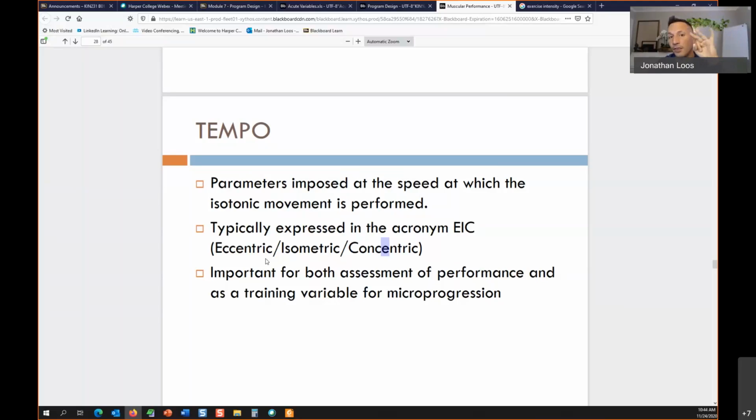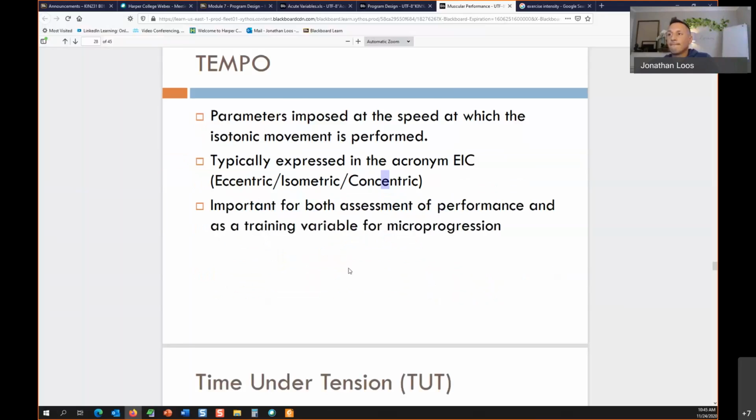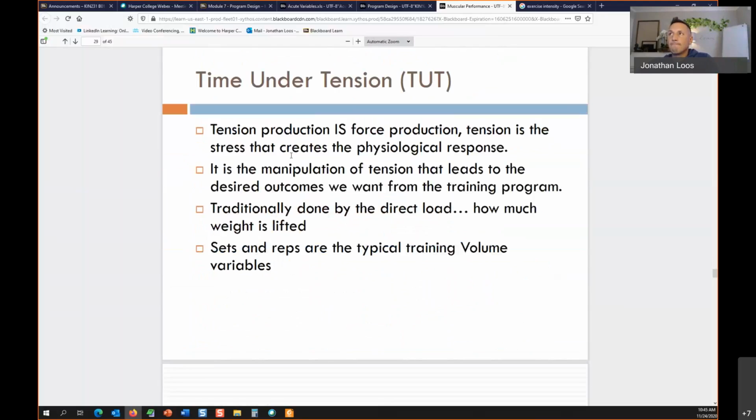So hopefully those are 3 really profound things, and that's really the focus of this: the whole concept of relative versus absolute workload, the momentary versus complete failure, and then understanding the concept of tempo as an exercise variable. Any questions at all? No questions.